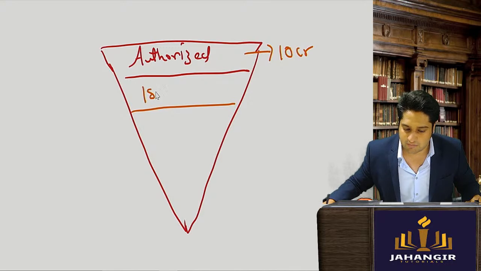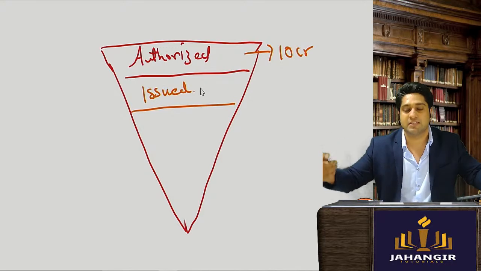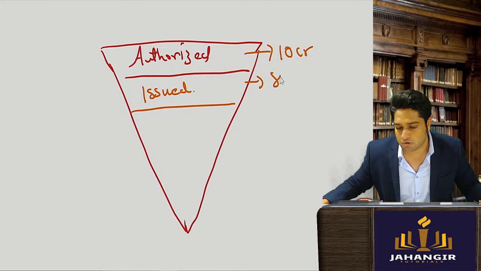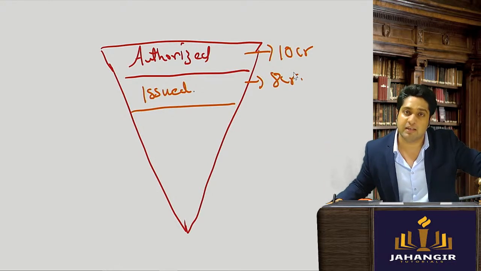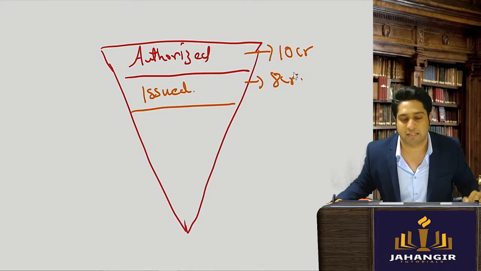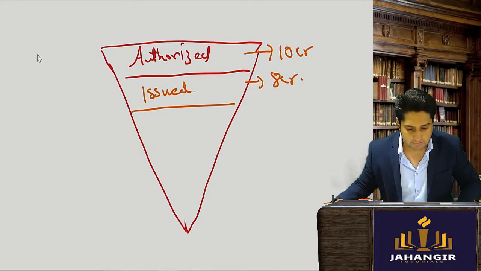So let's say the company plans to issue shares worth 8 crores only. This is the issued share capital. These many shares the company is floating in the market. This is called the issued capital.